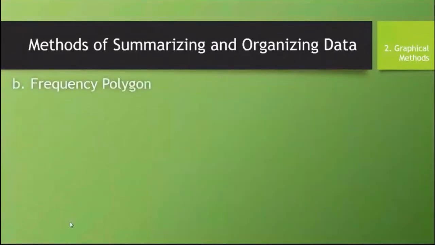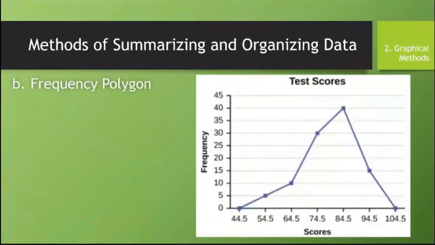Now we also have another one, a frequency polygon. This is an example of the frequency polygon. Same with the frequency histogram, the x-axis refers to the values, but the difference is that these are not class marks. These are actually the upper class boundaries.